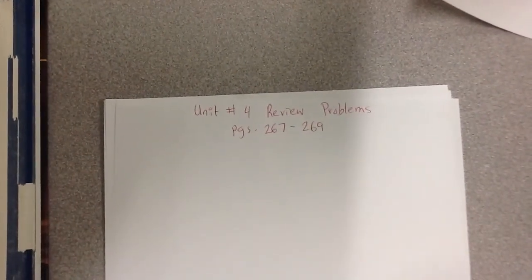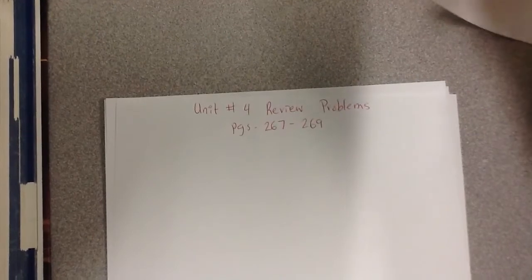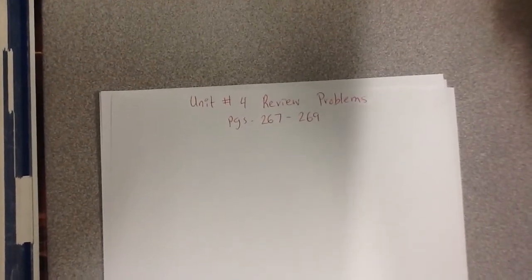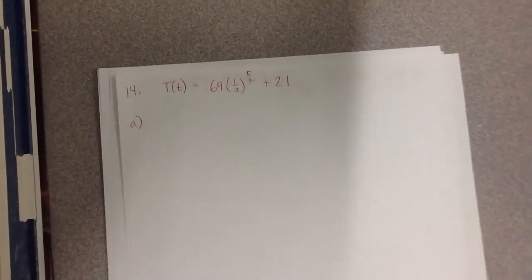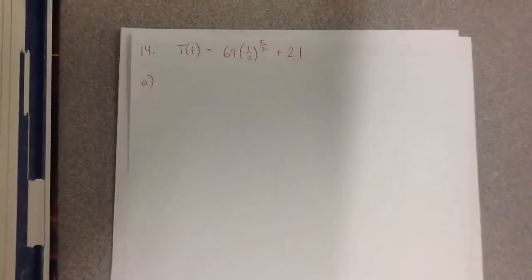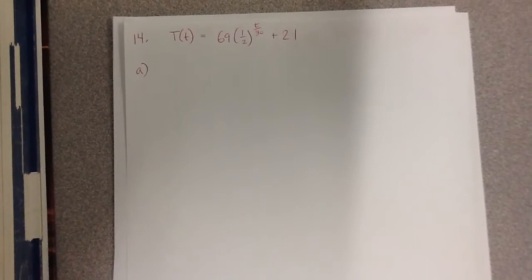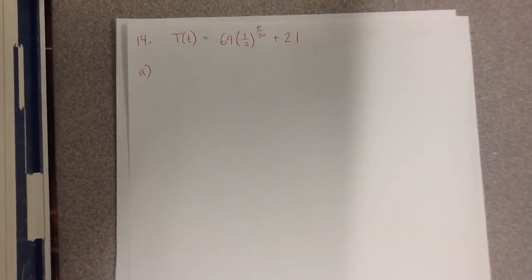Okay, so let's take a look at unit number 4, some review problems from unit number 4. This can be found on pages 267 to 269. So I'll get into the difficult questions right away. This would be an application type problem from 4.7.